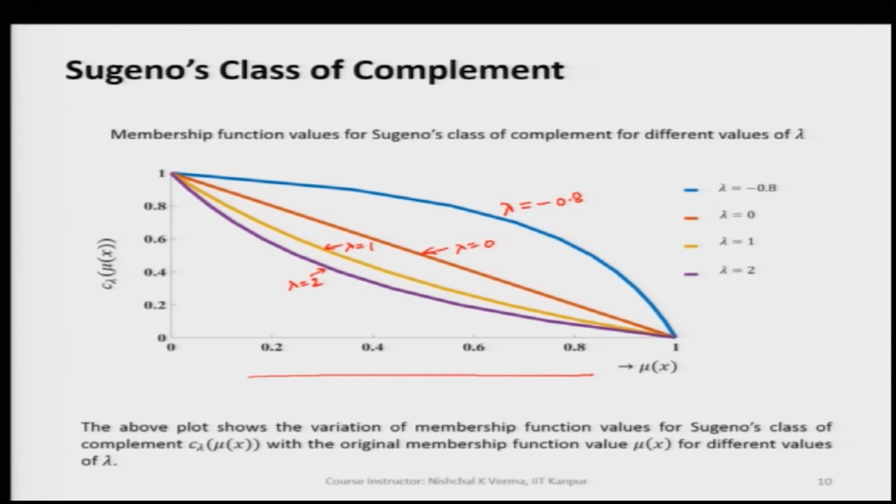So, this means what? What we are trying to relate is that when we increase the value of lambda, we are going to get changes like this. We can clearly see here that the relationship is changing between the membership values and their corresponding complement membership values.